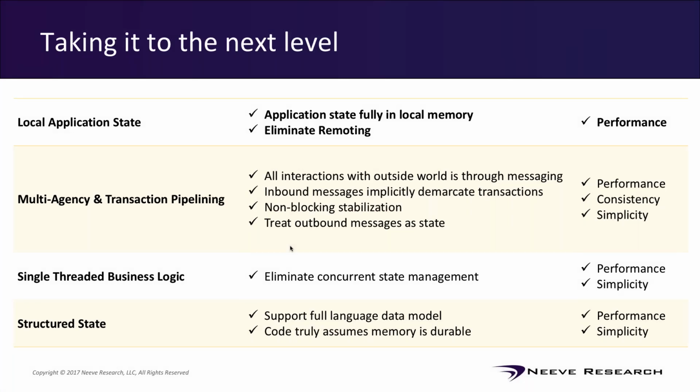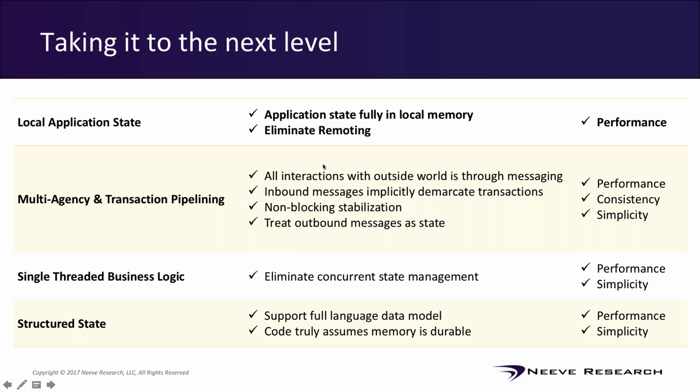So first of all, we take our in-memory data store and basically get rid of it and move the application state in process. By doing so, we eliminate the network hop and we keep our state as close as possible to our business logic, which tends to make our CPU caches very happy. Next, we pipeline transactions, meaning we do things like decouple replication from our business logic. While we're replicating and stabilizing the previous transaction, we've already started running our business logic on the next transaction. An inbound message implies the beginning of a transaction. Only once a transaction is replicated and stabilized, we then send the outbound messages.